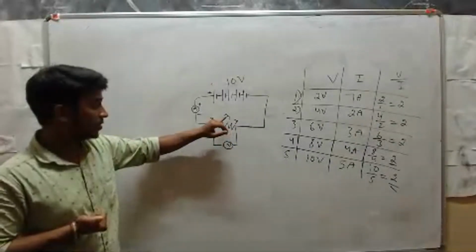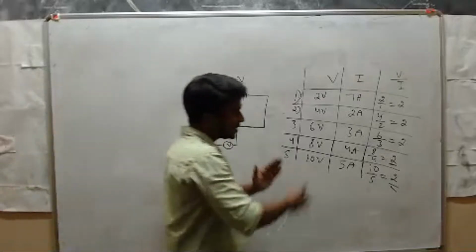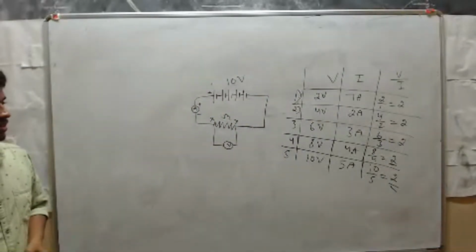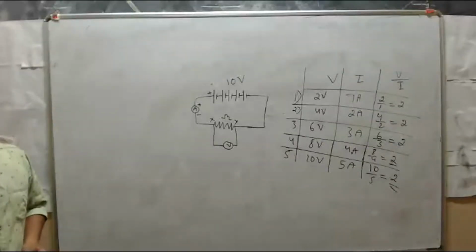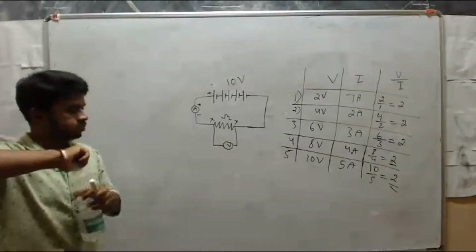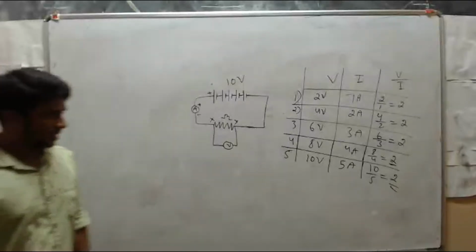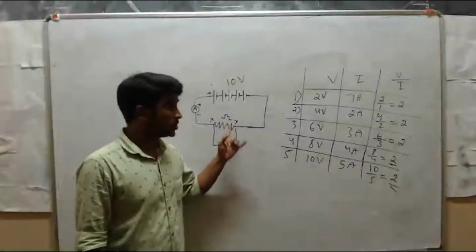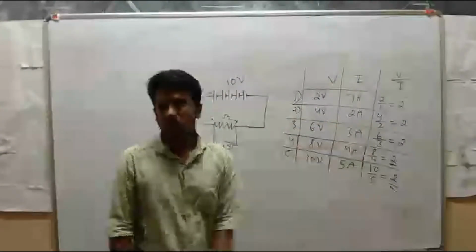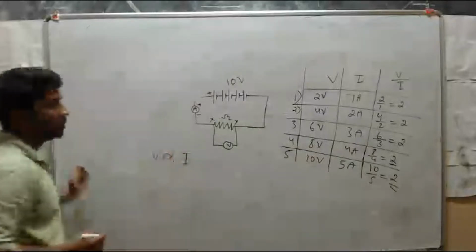Are you getting my point? In all these cases, I have used the same conductor. But while taking the ratio between V and I, I got the same answer. What does it indicate? Just think what it indicates. See here, we can say that when you change the voltage, then current changes. Definitely, right? So clearly, we can say that voltage is directly proportional to current, or current is directly proportional to voltage.